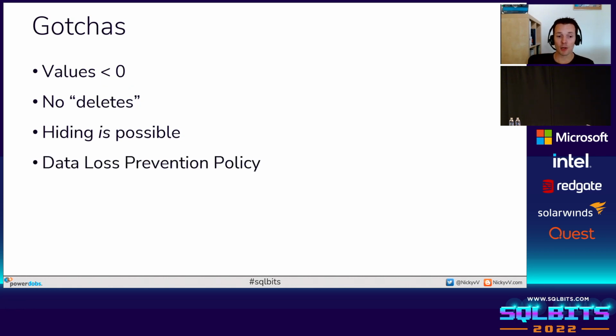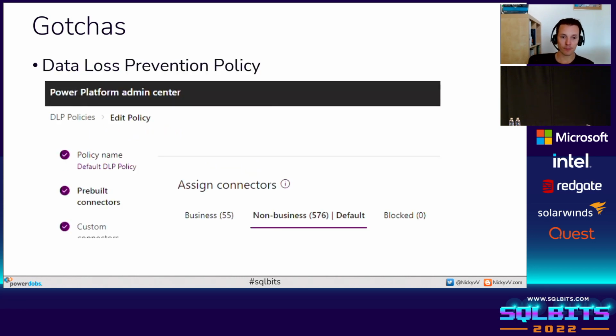One thing to keep in mind is it's called the data loss prevention policy. That is something that's connected to the Power Platform Admin Center. It governs the connectors that are used in your Power Platform environments. And as you see over here, you can assign connectors to 3 buckets. So the business, non-business, and the blocked bucket. And you can only use connectors that are in the same bucket.